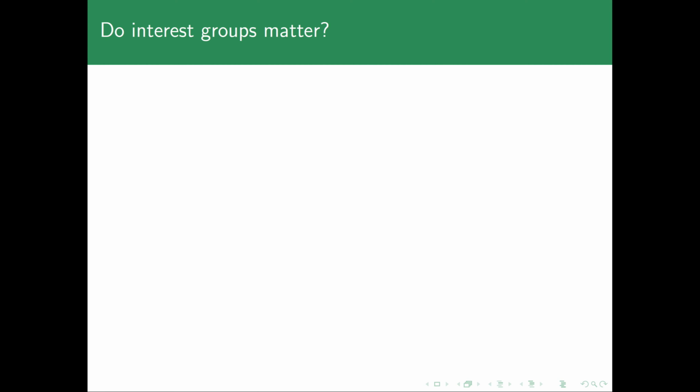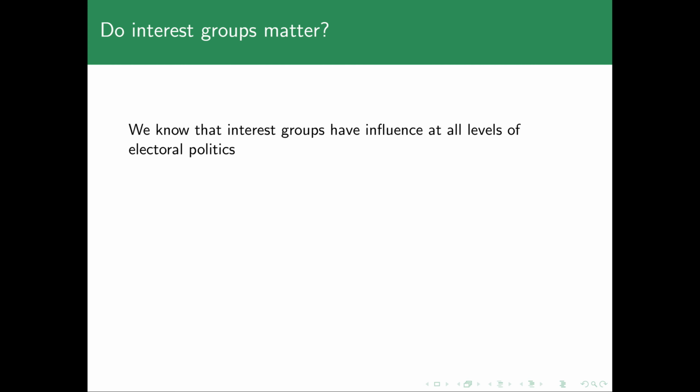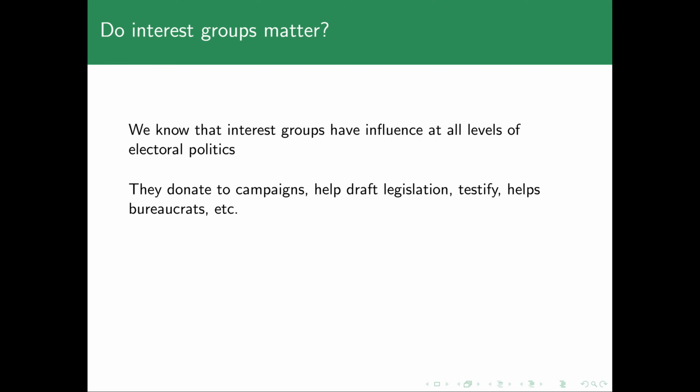The first question is whether or not they even matter. We know that they have influence at all levels of electoral politics, right? They donate to campaigns. They actually help write some of the bills that congresspersons pass at all levels, state, federal. They testify in front of Congress, in front of whatever other agencies. They help bureaucrats decide what rules to make. They have all sorts of influence. Of course, people sort of hate lobbying groups because of this.